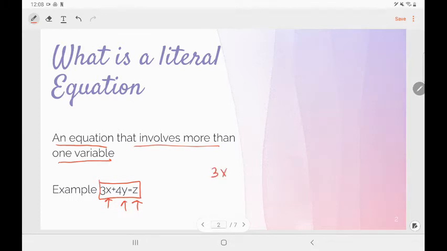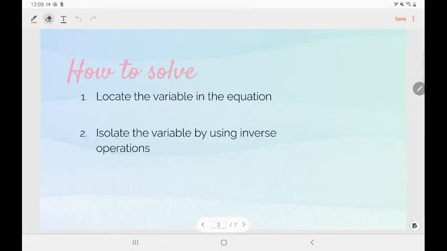Equations like 3x plus 4 equals 10 would not be an example of a literal equation because there is only one variable. However, I am still going to solve in very similar ways. My very first step is to locate the variable that I'm supposed to solve for in the equation. I'm going to locate it and somehow identify it.